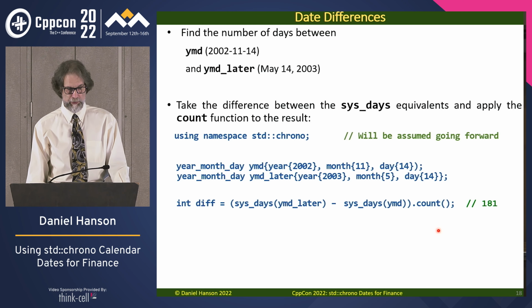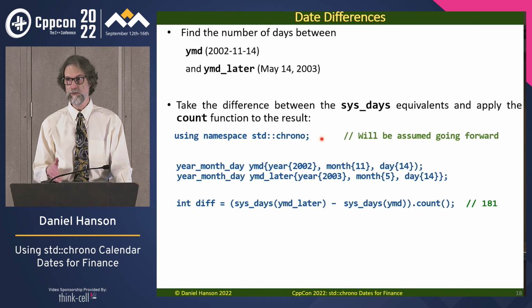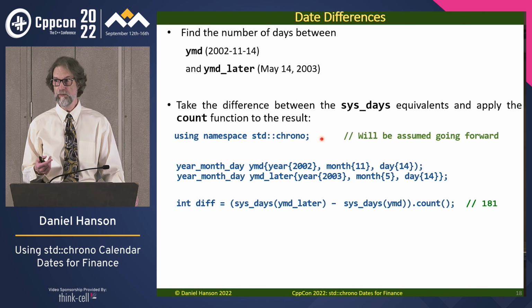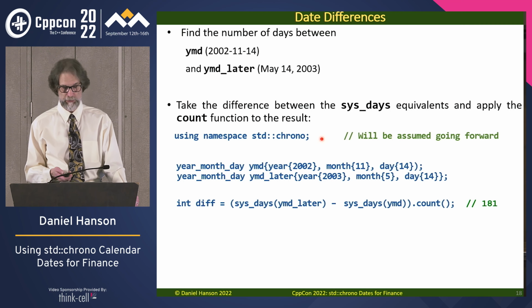What I'll do going forward here is I'll just assume we're using namespace std::chrono. We'll lighten up the code a little bit, but I will tell you when there's anything new that we're using from the library as we go along.